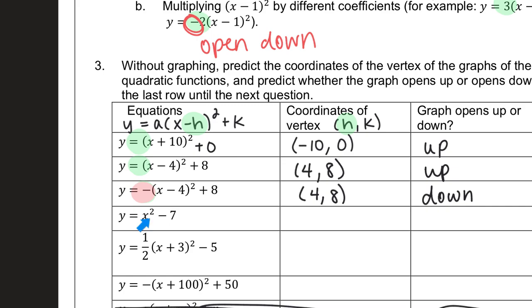Our next equation, we only have x squared. There is nothing being added or subtracted like we had in the previous ones. So that means my x value is 0 because there's nothing there. We're not adding or subtracting. And then my y value at the end of the equation is -7. So our vertex is 0, -7. And we look at the beginning of our equation. There's no negative sign. So this opens up.